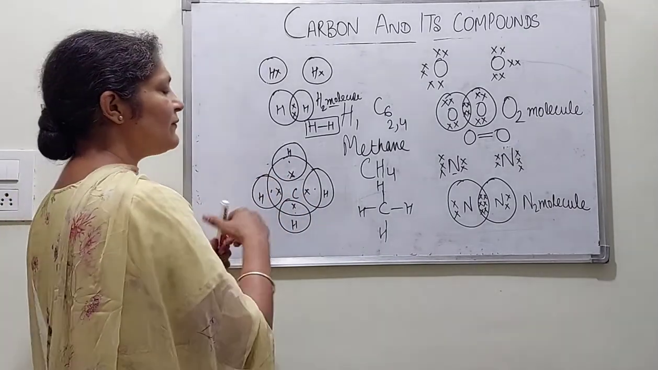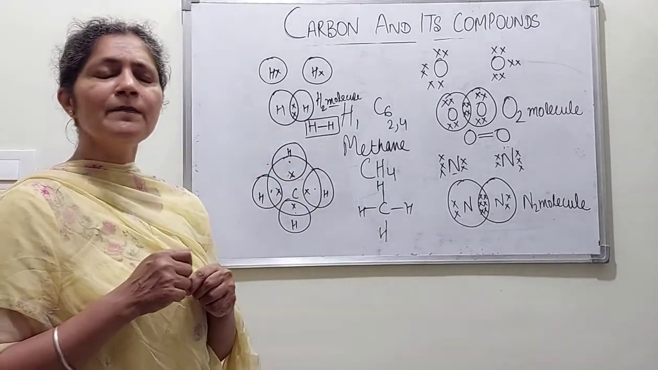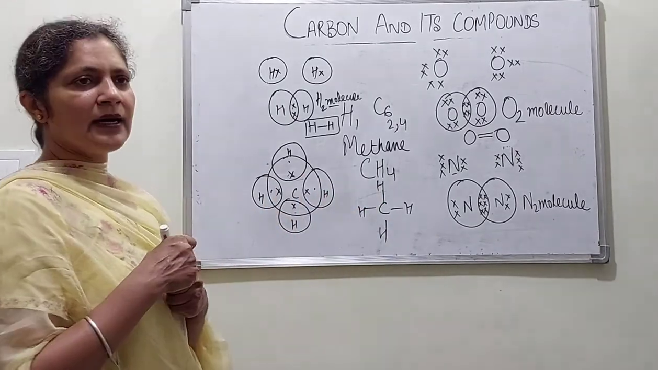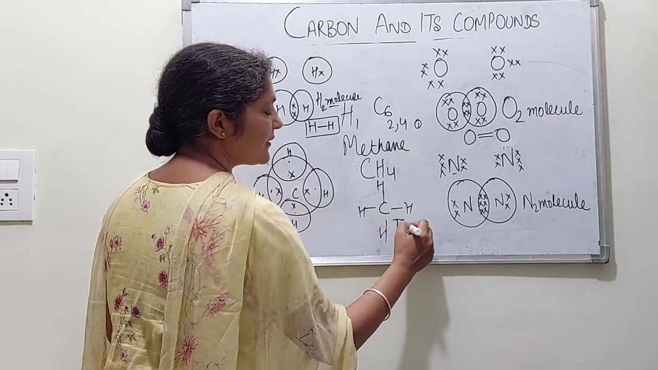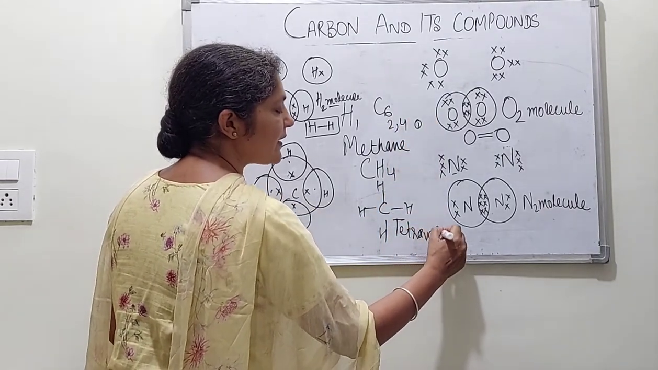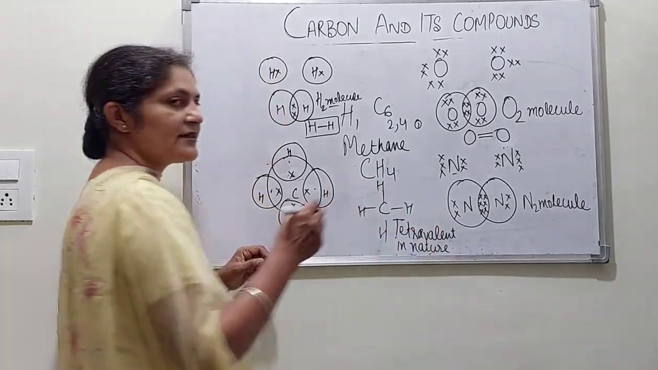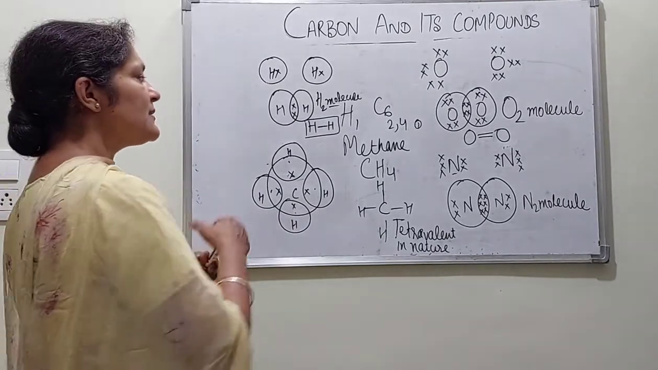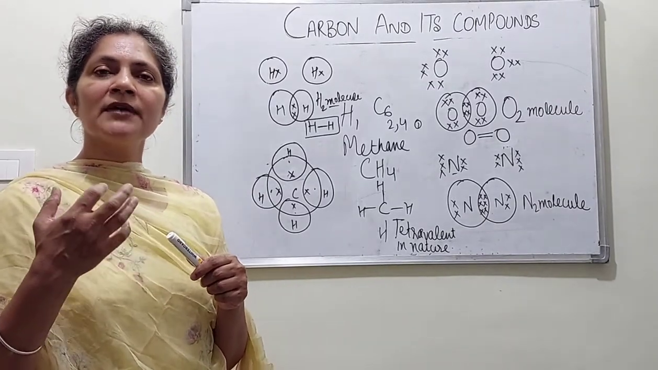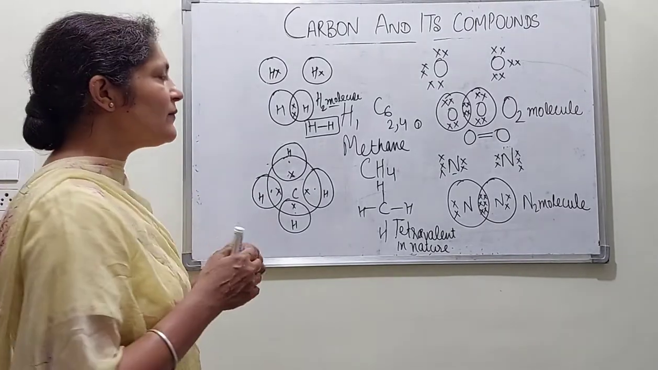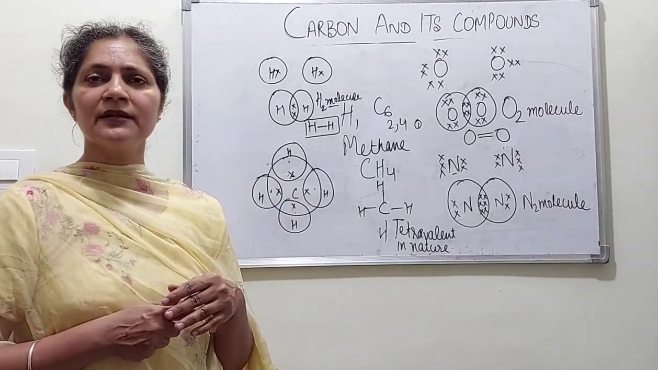Right, students? They will form 4 single covalent bonds with the hydrogen. Carbon will form 4 single covalent bonds. That's why, because there are 4 electrons required and it forms 4 bonds, it is tetravalent in nature. In detail we will discuss in the next topic. So these carbon compounds like CH4, methane. Methane is the major constituent of biogas and compressed natural gas.